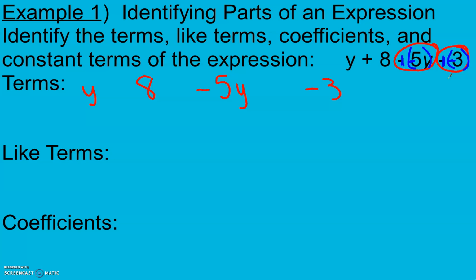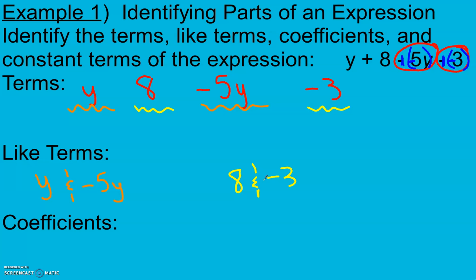Our like terms are the ones that have the same variable parts. So here I have a y and a y. So y and negative 5y. I also have like terms with my 8 and my negative 3 because they have the same variable in that there isn't one. So those are like terms because they have the exact same variable in that there isn't a variable at all.